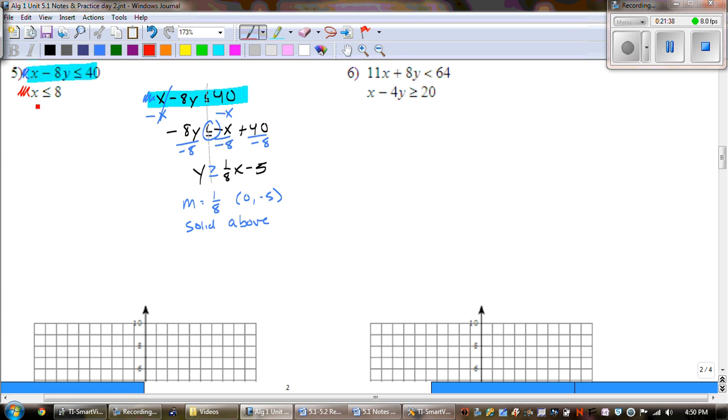Okay, now our red line, it's a special case, it's just x, so that's a vertical line. It's going to be solid and it's less than, okay? And remember, vertical line less means left, okay? So you're all on your own. Pause the video. Good luck.